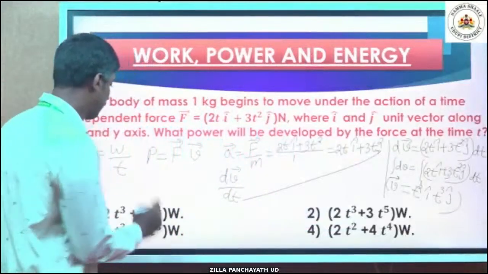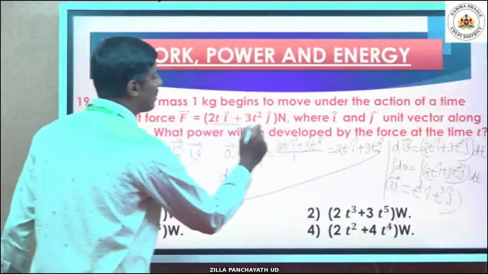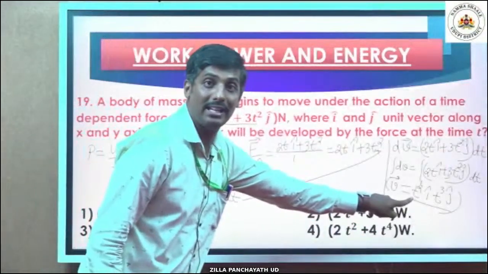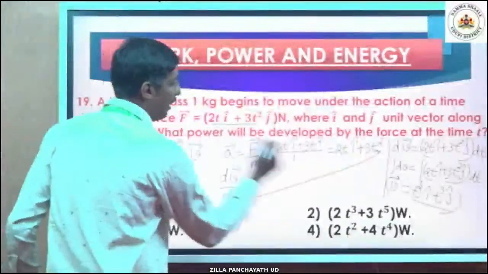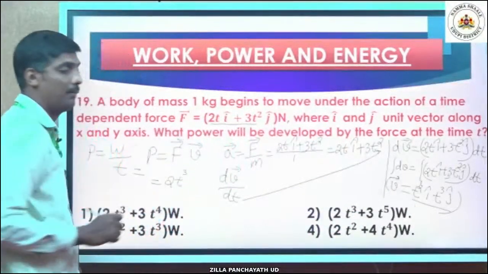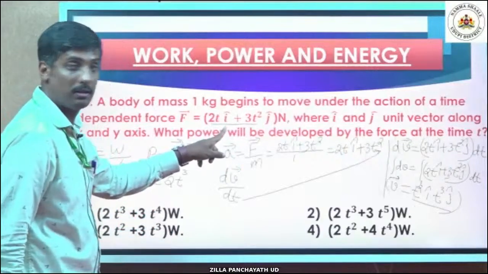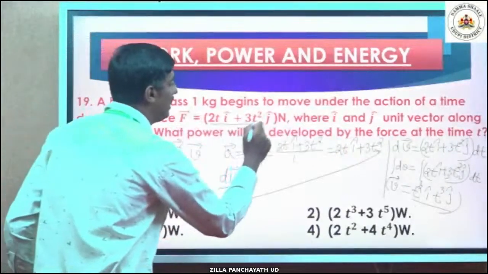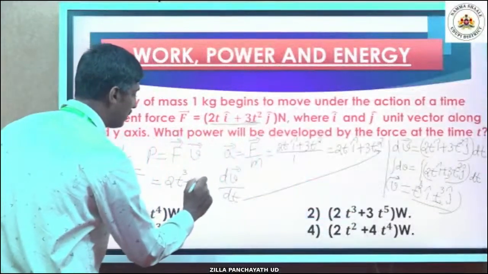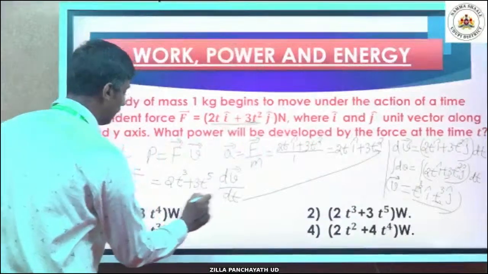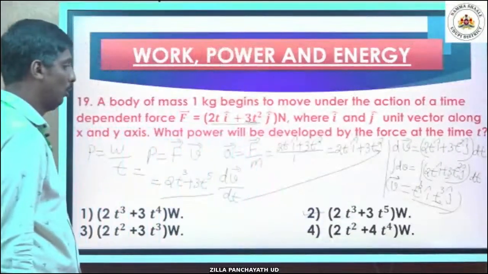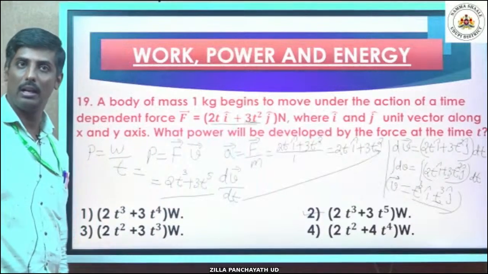Come back to this equation, students. Now we take this with this directly, F dot v. 2t with t square i cap, we already did, i cap dot i cap. 2t with t square gives 2t cube, correct? i cap is 1. Next, this with this, 3t square with t cube gives plus 3t to the power 5. So the option will be here: 2t cube plus 3t to the power 5. Clear? Okay, the next question.